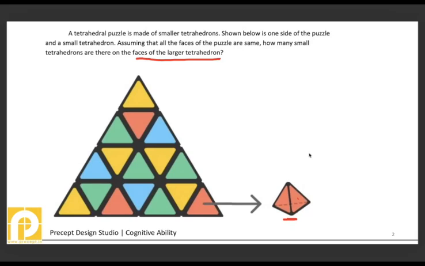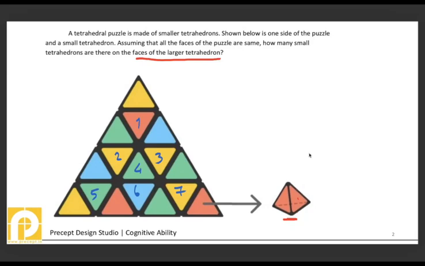In this case, we're given one face, and all the faces of the larger tetrahedron puzzle are identical. So first we'll count the number of tetrahedrons that will be repeated on all four faces of the larger tetrahedron. Which are those tetrahedrons? 1, 2, 3, 4, 5, 6, and 7. These are the 7 tetrahedrons which will be repeated on all the four faces.